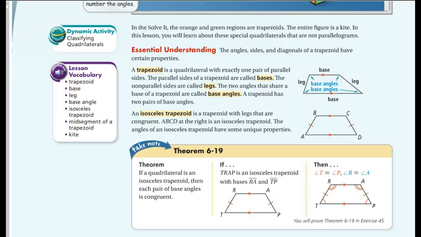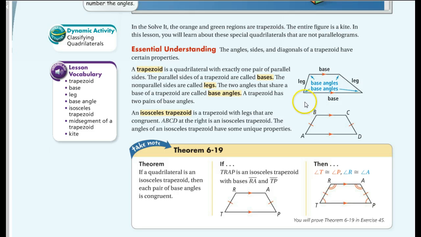The parallel sides are called bases, the non-parallel sides are called legs, and the two angles that share a base of a trapezoid are called base angles. So you have two pairs of base angles, one at the top and one at the bottom. And an isosceles trapezoid is a trapezoid where you have legs that are congruent, not bases, legs. That means the diagonal pieces going up here, AB and CD.